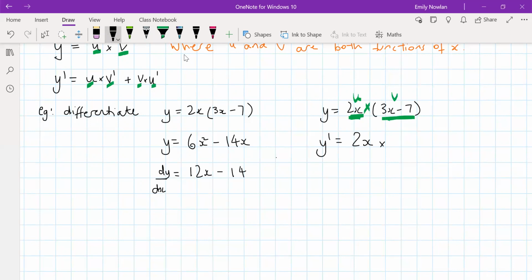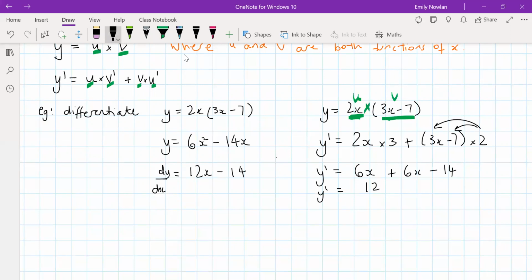Well, what's the derivative of 3x minus 7? It's just 3. Plus, let's go back over here. It says v, or the second one. So v is 3x minus 7 multiplied by the derivative of the u, which is just 2. Now, if we clean this up a bit, we get 6x plus, and let's expand those brackets, 6x minus 14, clean it up a bit more, 12x minus 14. So we see we get the same answer both ways. That's using the product rule.